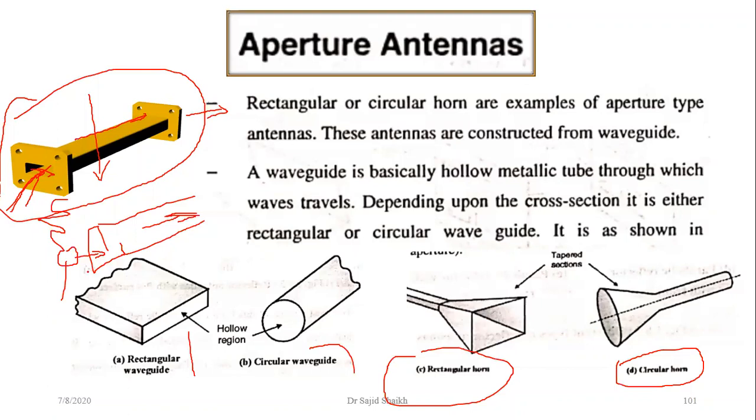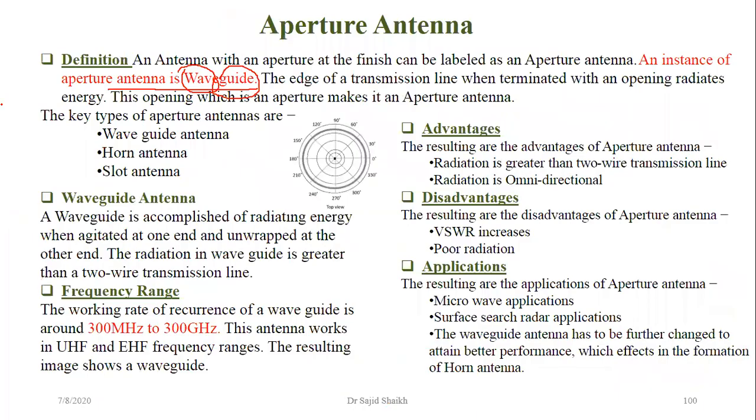So it is very important that you understand the meaning of a waveguide. This waveguide is a hollow mechanism in different shapes, like square, circular, or horn, which guides the electromagnetic wave.